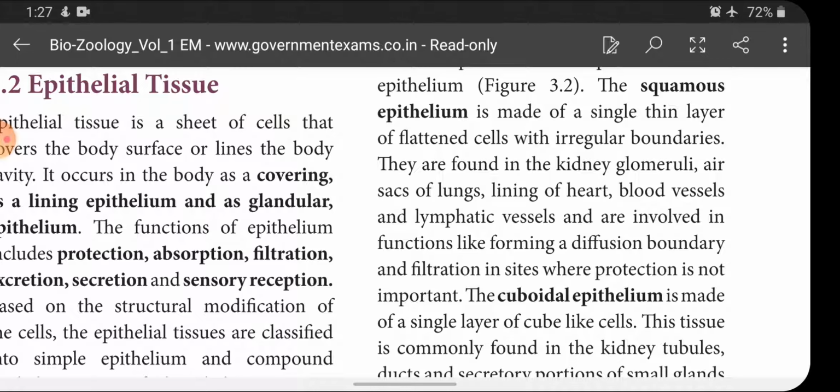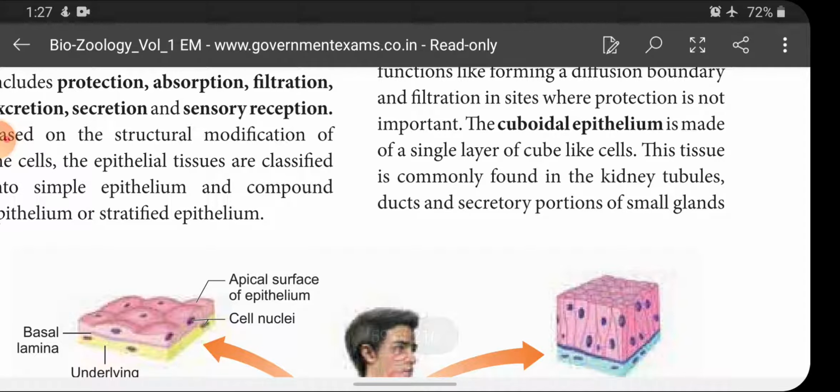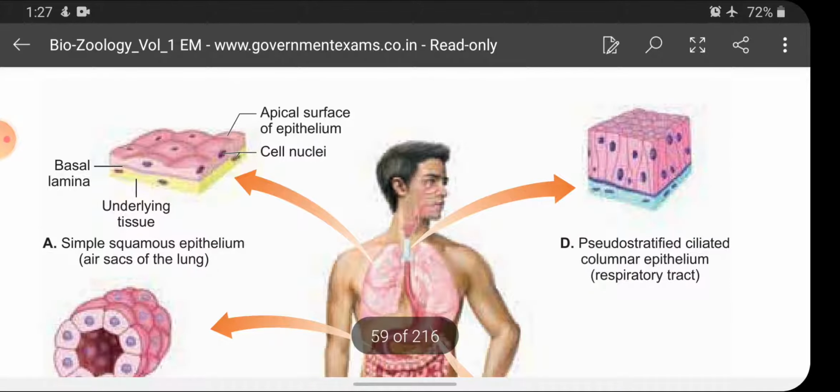Next, cuboidal epithelium is also made up of a single layer of cells, and the cells have a cube-like structure. These are commonly found in kidney tubules, ducts and secretory portions of small glands.